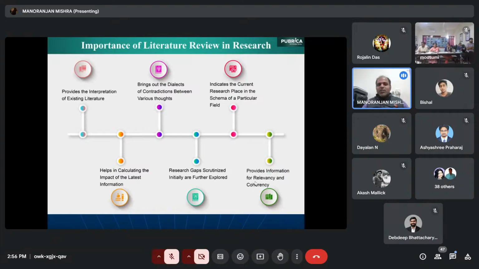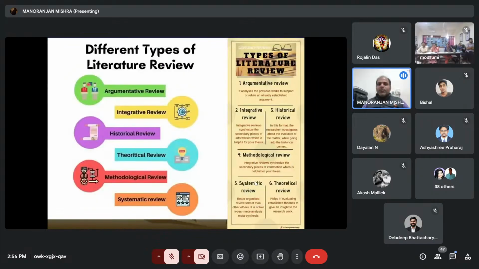So there is an argumentative review. It analyzes the previous work to support or refute an already established position. Mostly this is done in philosophy, social science. What they do, they study a number of stories, then they develop some narratives, then they can go against, put some scientific kind of evidence for and against.